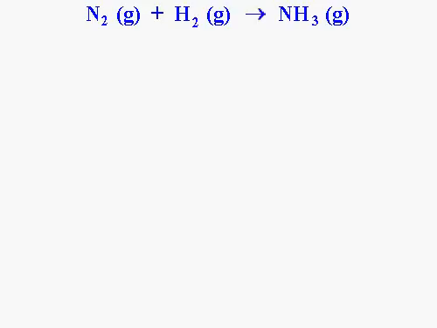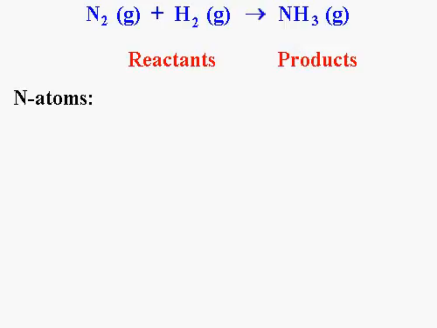In this example, we're trying to balance a relatively simple chemical equation. Now remember, for a chemical equation to be balanced, the number of each type of atom on the reactant side of the equation has to equal the number of the same type of atom on the product side of the equation. So let's look at the nitrogen atoms to begin with.